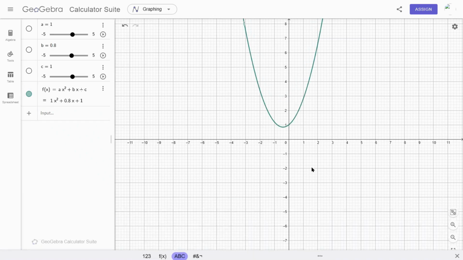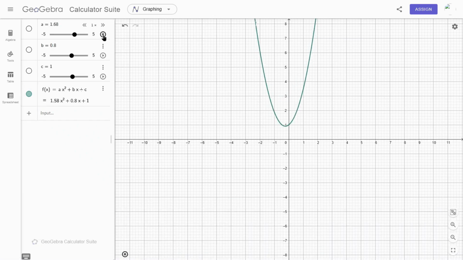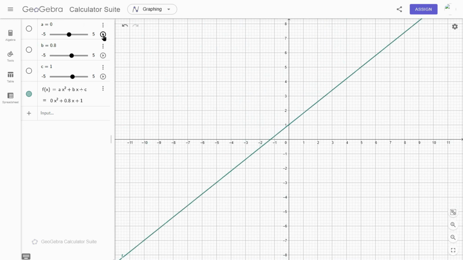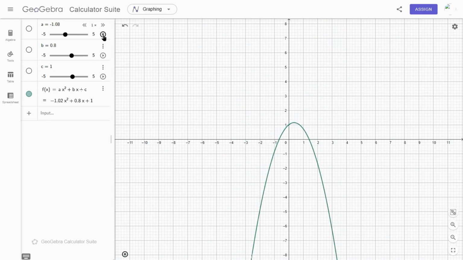Changing A, move the slider A. Notice if A is positive, the parabola opens upwards. If A is negative, it opens downward. Large values of A make the parabola narrower and small values make it wider.